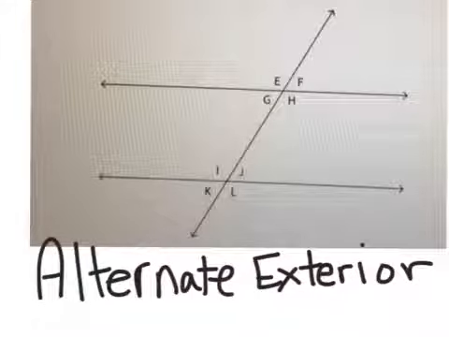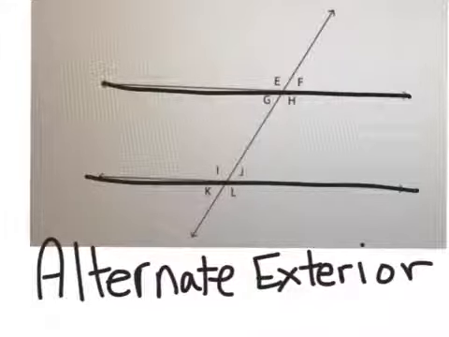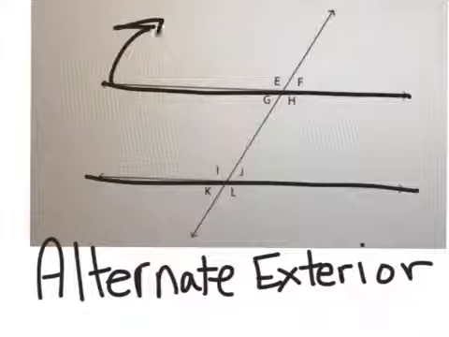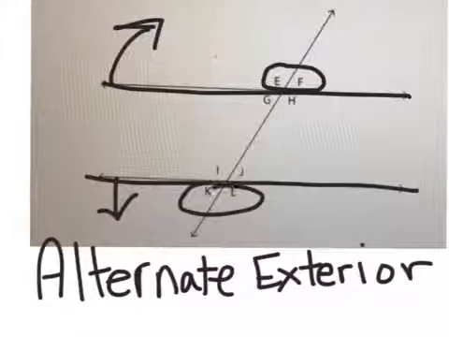So if we have alternate interior, we also have alternate exterior. And so if this is one of my lines, and this is one of my lines, I'm talking about the angles on the outside of those lines. So I'm talking about E and F, and K and L.